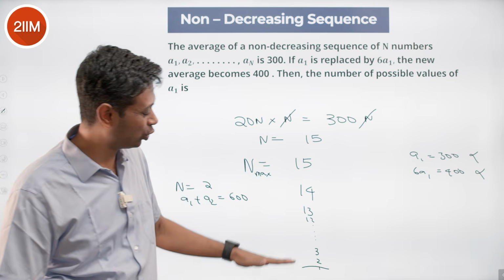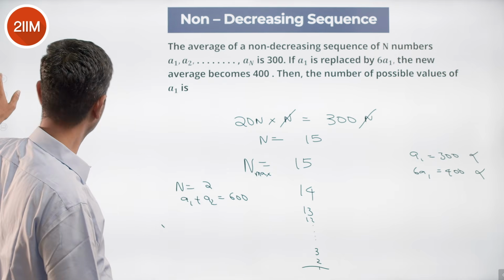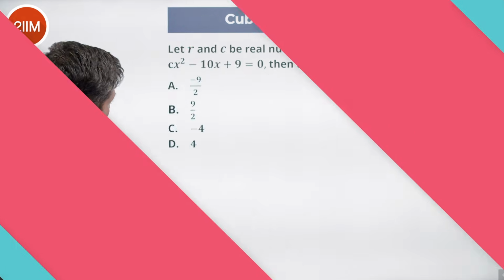14 different values. N equal to 1 will not work. That doesn't work. So 14 different values. Absolutely beautiful question. Brilliant question.